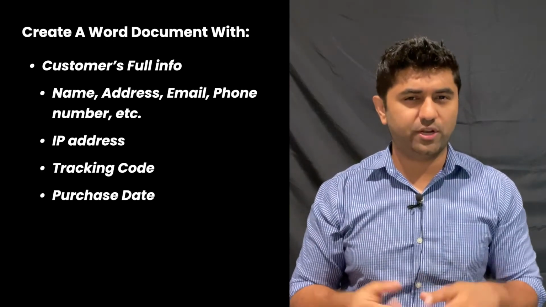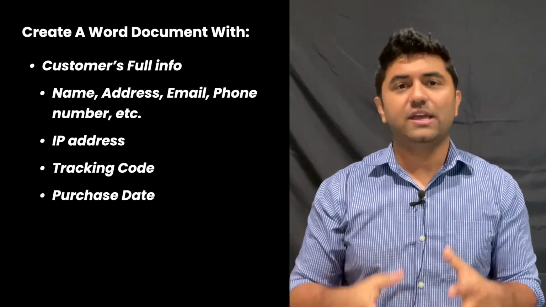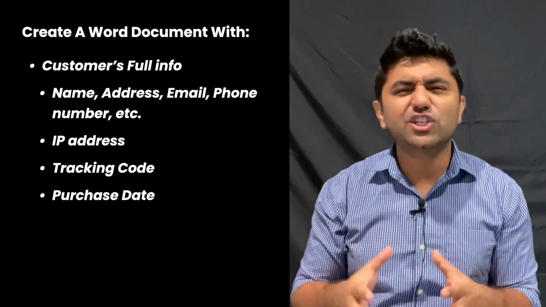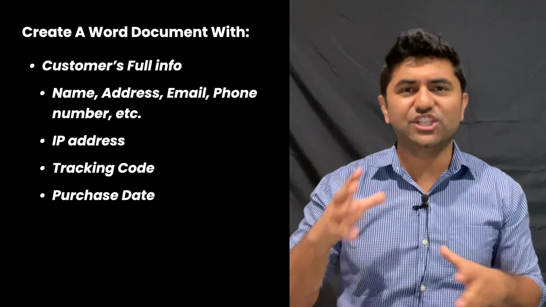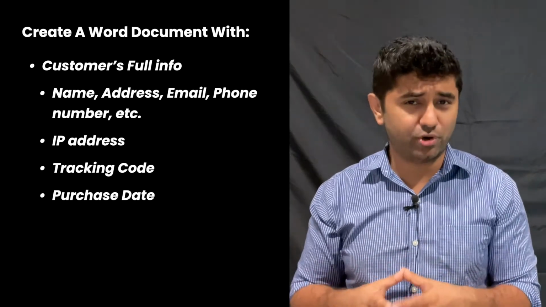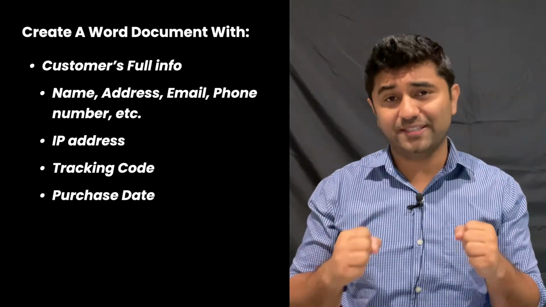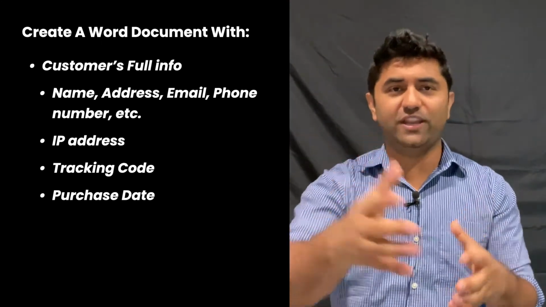Now, how do you do that? So what I want you to do is create a Word document. On that Word document, go ahead and put the customer's full information, IP address. Now, if the customer bought a physical product, make sure to put tracking IDs. If they bought a digital item, go ahead and list out their IP address, and when did they download the product. And the biggest thing is this: was there a communication?